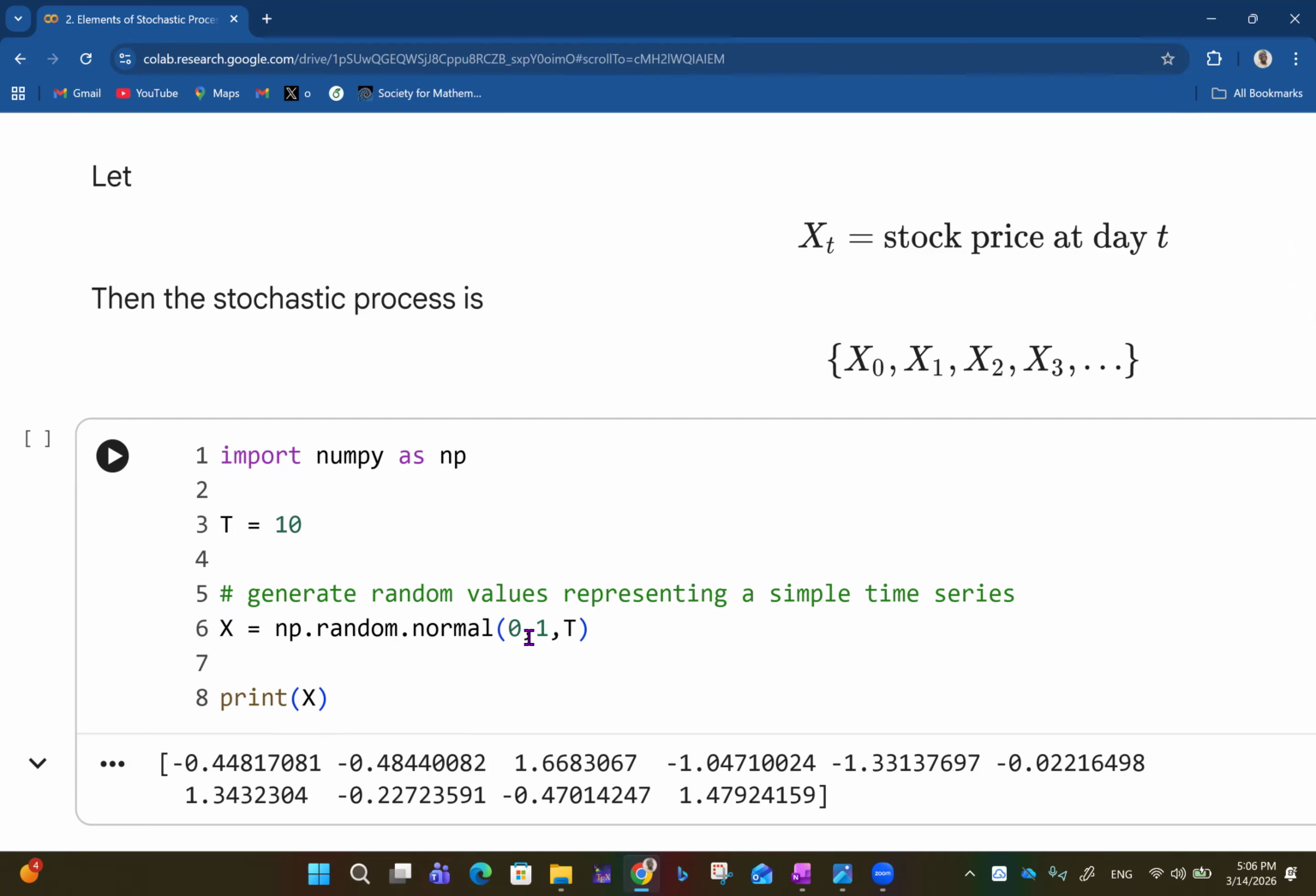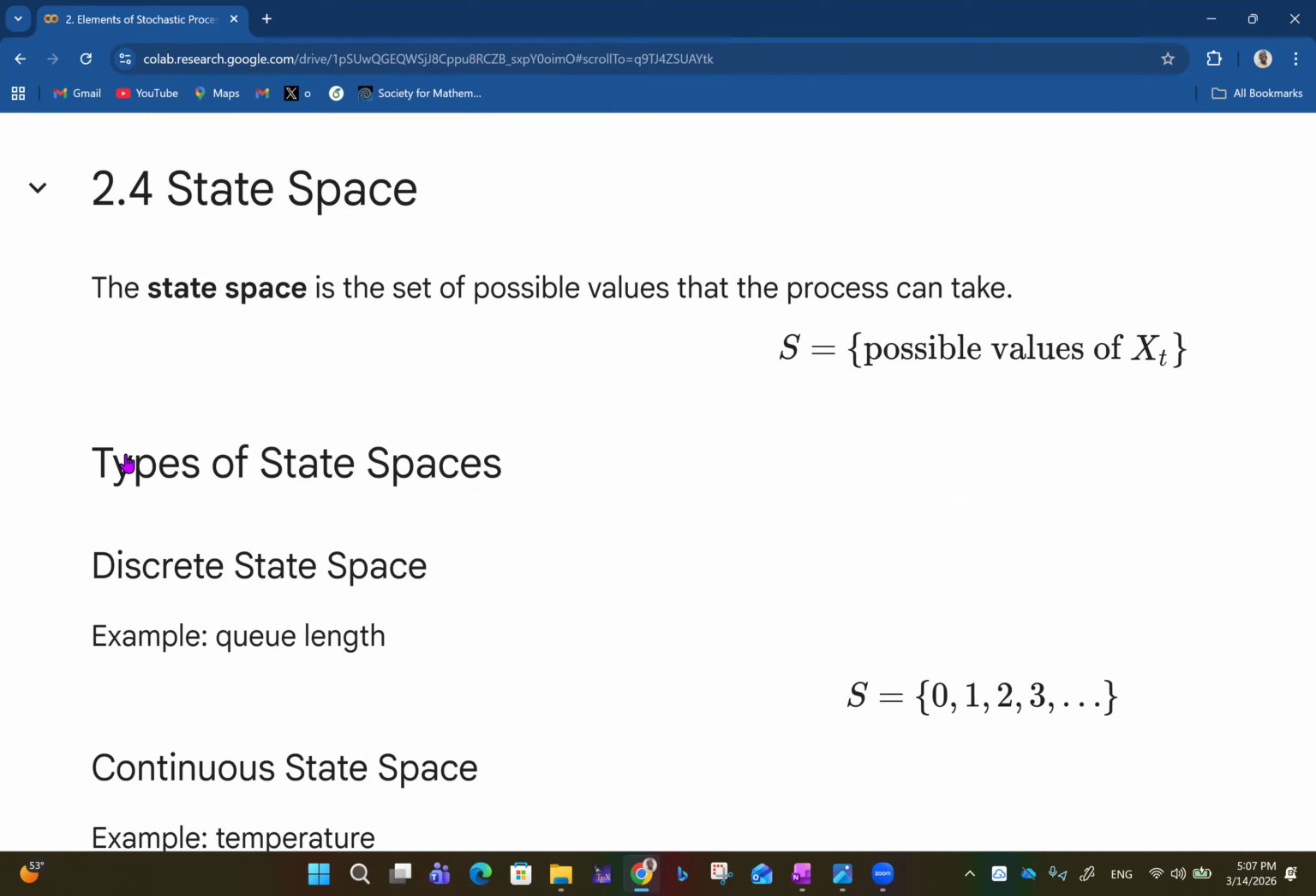Now we talk about state space. So we've talked about probability space, random variables, index set, and now we're talking about state space. The state space is the set of possible values that the process can take. So you have S is the collection of possible values of x of t.